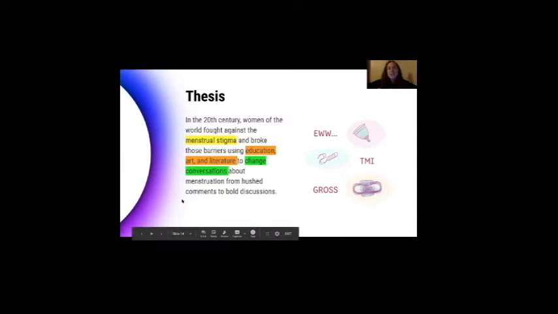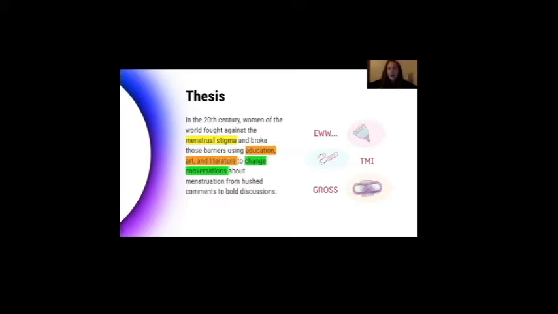argument. So you can see in her thesis, she's saying that in the 20th century, women of the world fought against the menstrual stigma and broke those barriers. That was the theme last year, breaking the barriers. And she says using education, art, and literature to change conversations about menstruation from hushed comments to bold discussion.